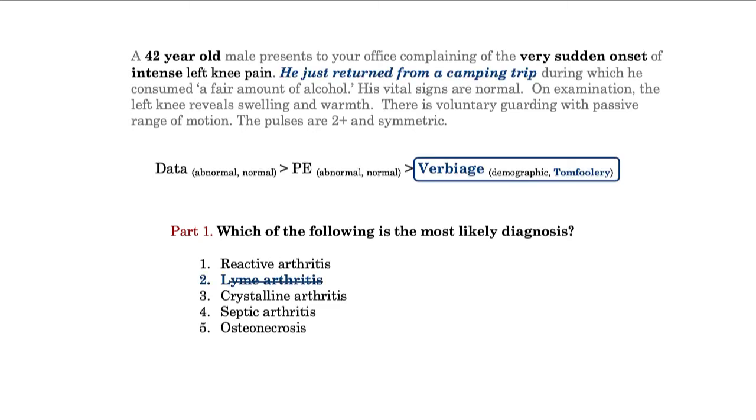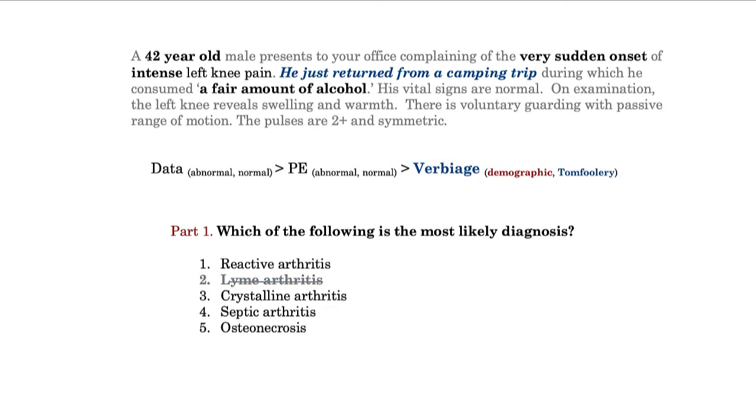And here comes the bait and switch from the question writer. He reports the patient just returned from a camping trip. I would remind you that verbiage like this can either represent important demographic information or tomfoolery for purposes of deceit. So the camping trip is likely included to lure the student into considering the erroneous diagnosis of Lyme, as we shall see. So it is probable the camping trip was just the venue for our patient to have a good old-fashioned alcohol binge, which may turn out to be an important piece of demographic information. We don't know that at this point.